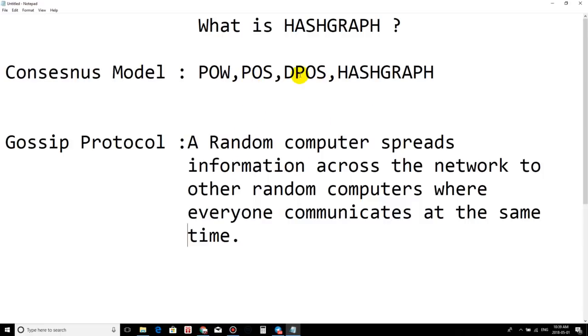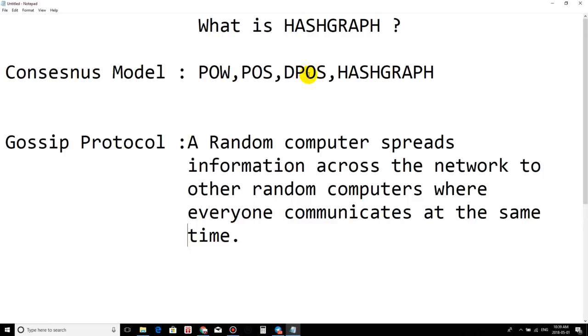Now, delegated proof of stake is probably a more refined consensus system than proof of stake. Delegated proof of stake is pretty much where you have trusted nodes and delegates, and you also have witnesses that process transactions. So there is a voting system in place.